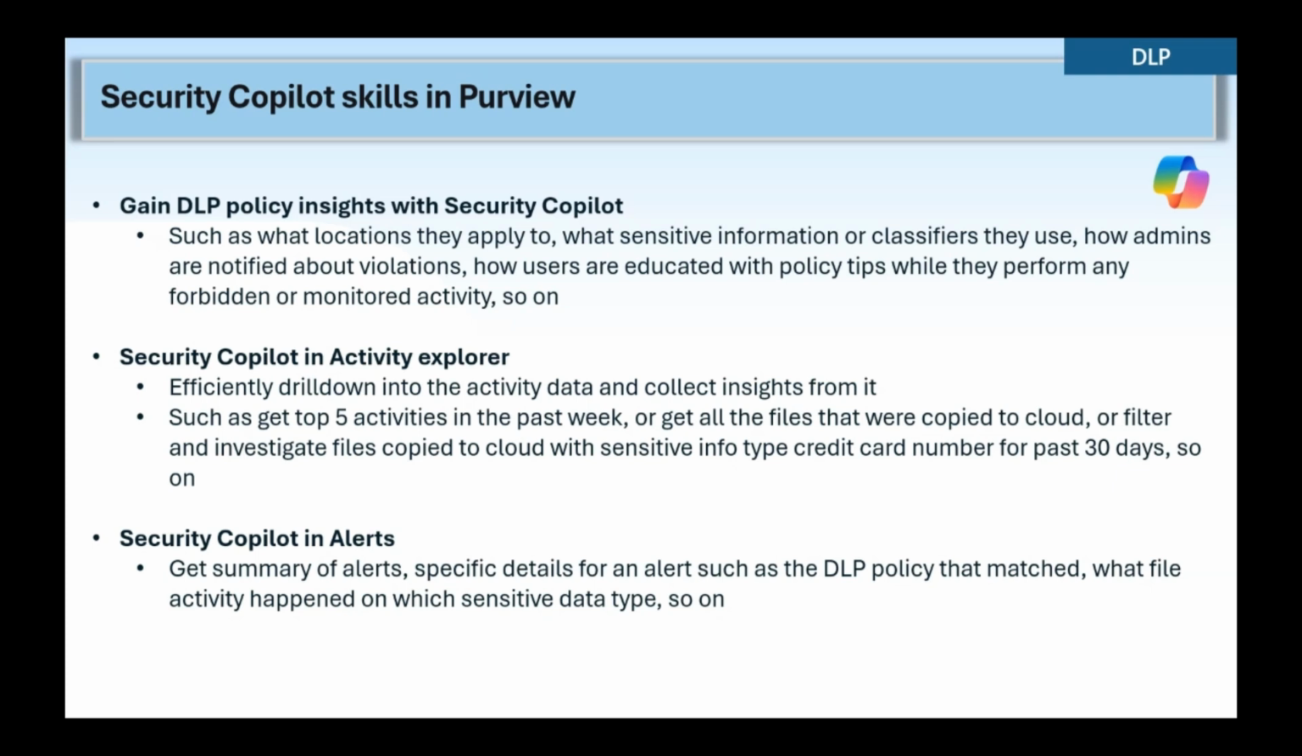And a similar thing you can do with alerts, right? You can ask Copilot to summarize the alert for you. You can prompt to get the specific details like the DLP policy that matched, what file activity happened, what sensitive data actually triggered the alert, and so on.